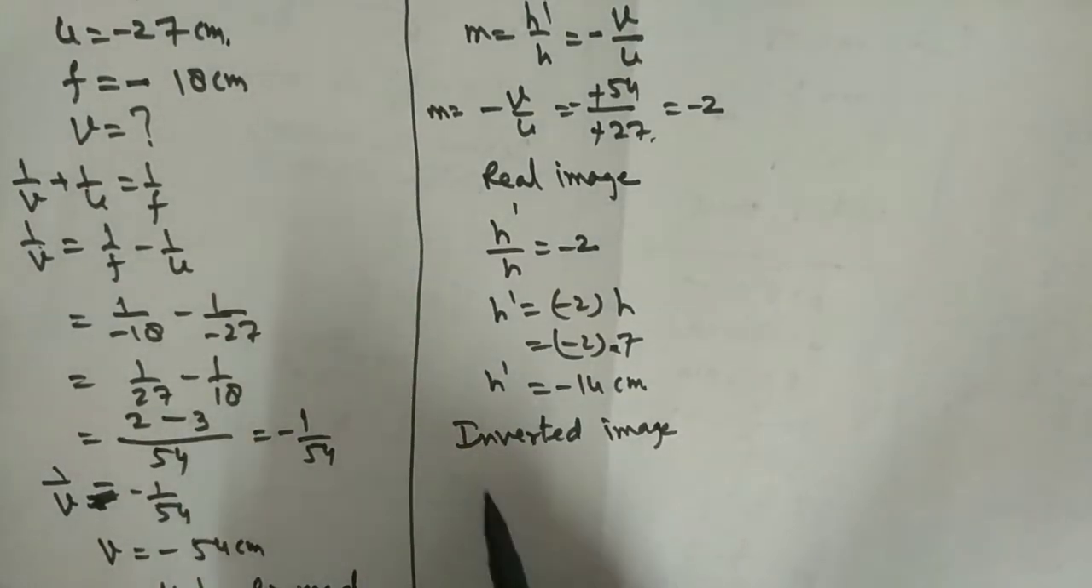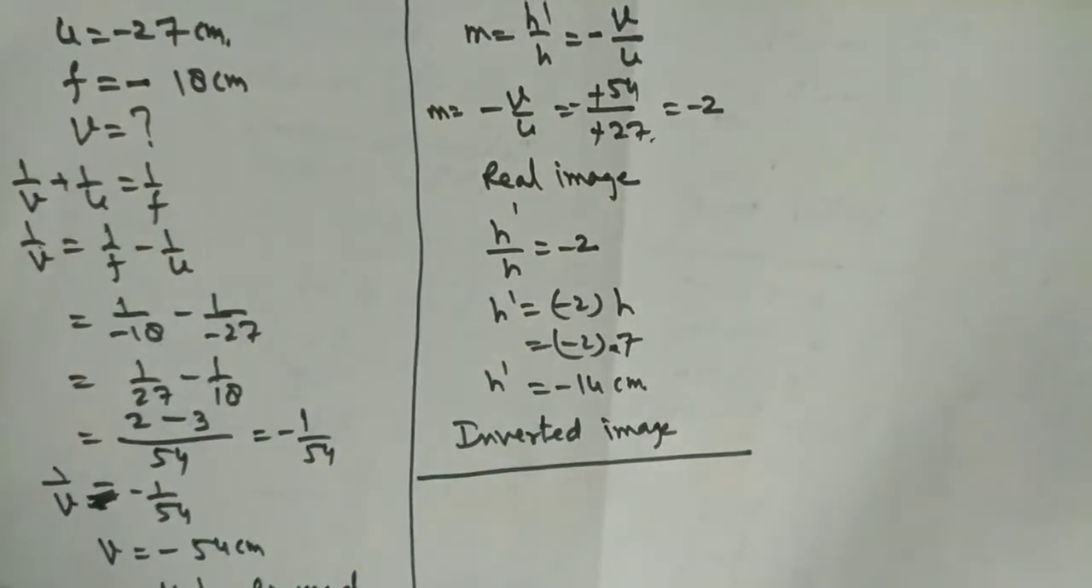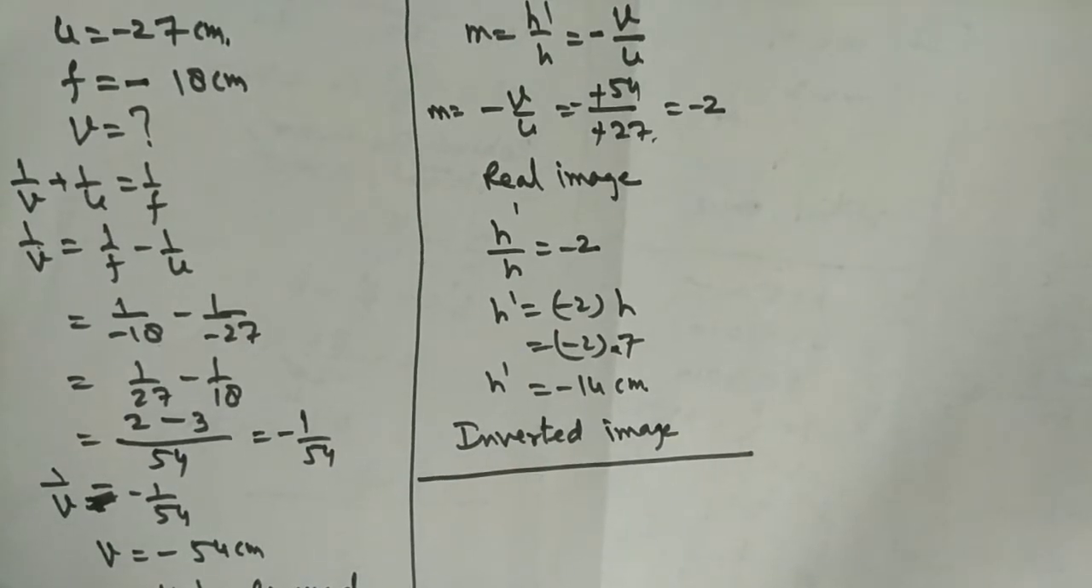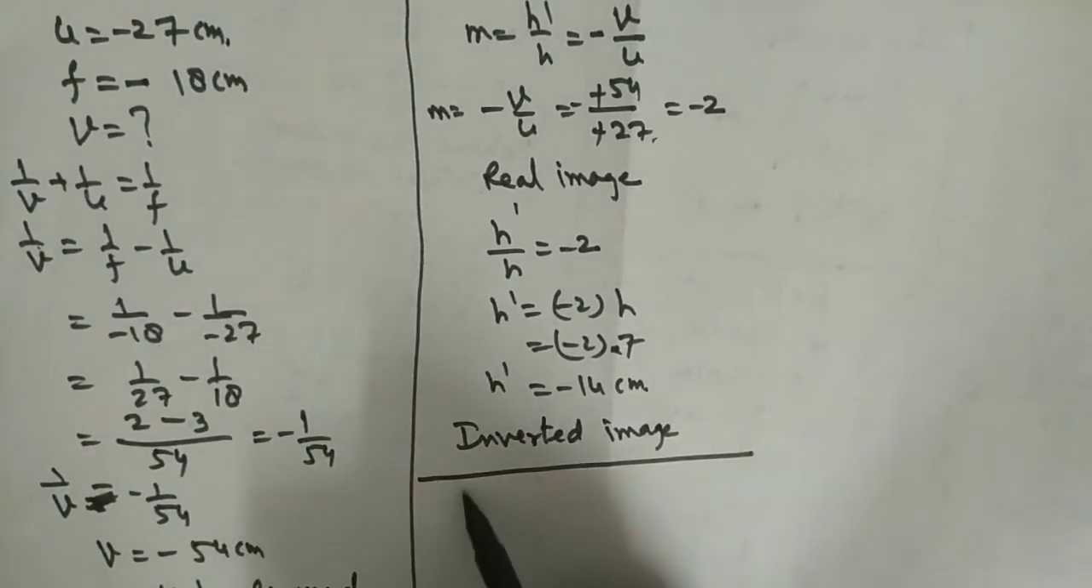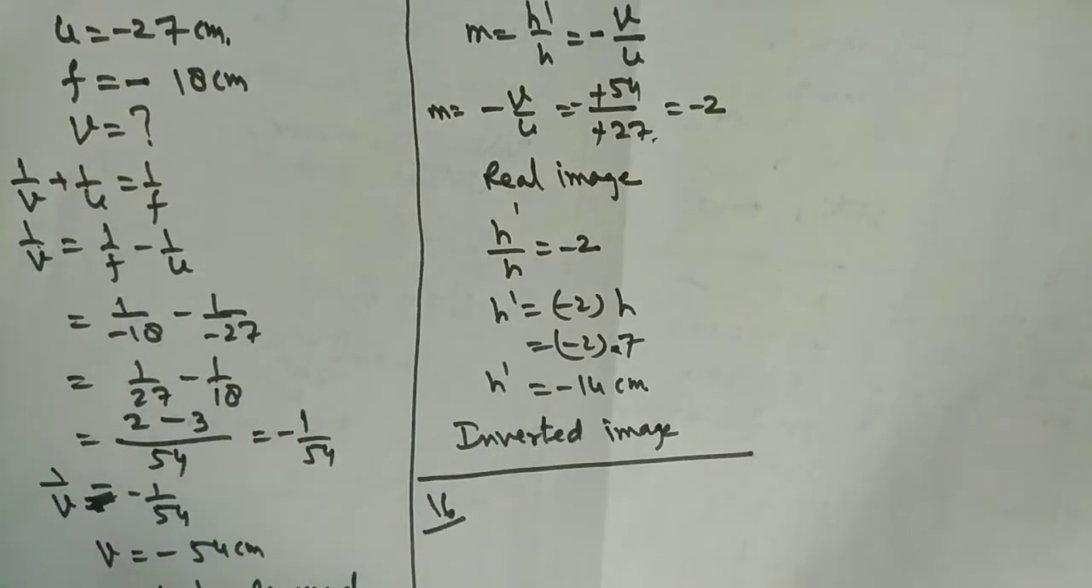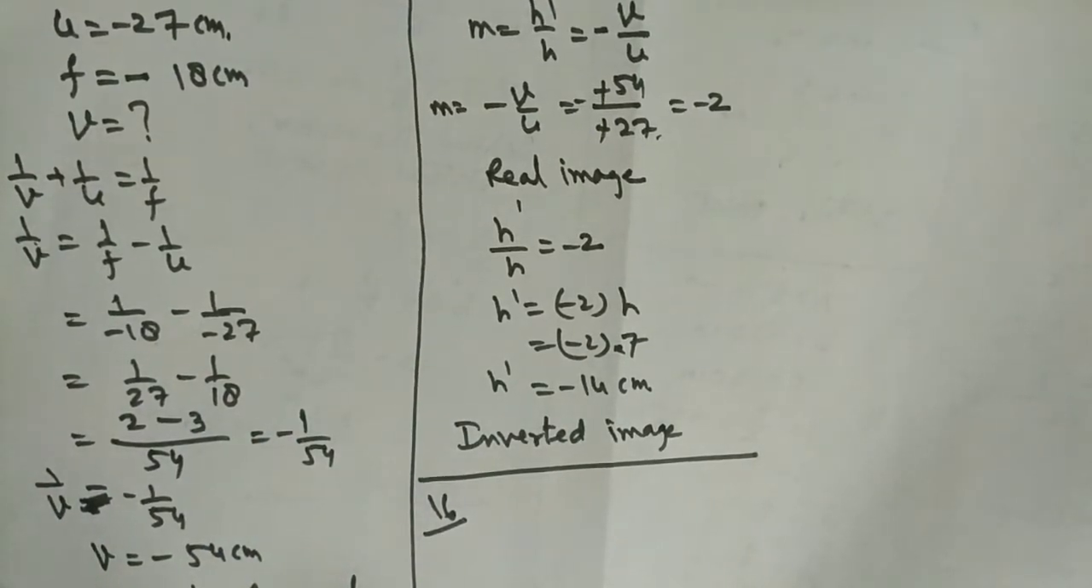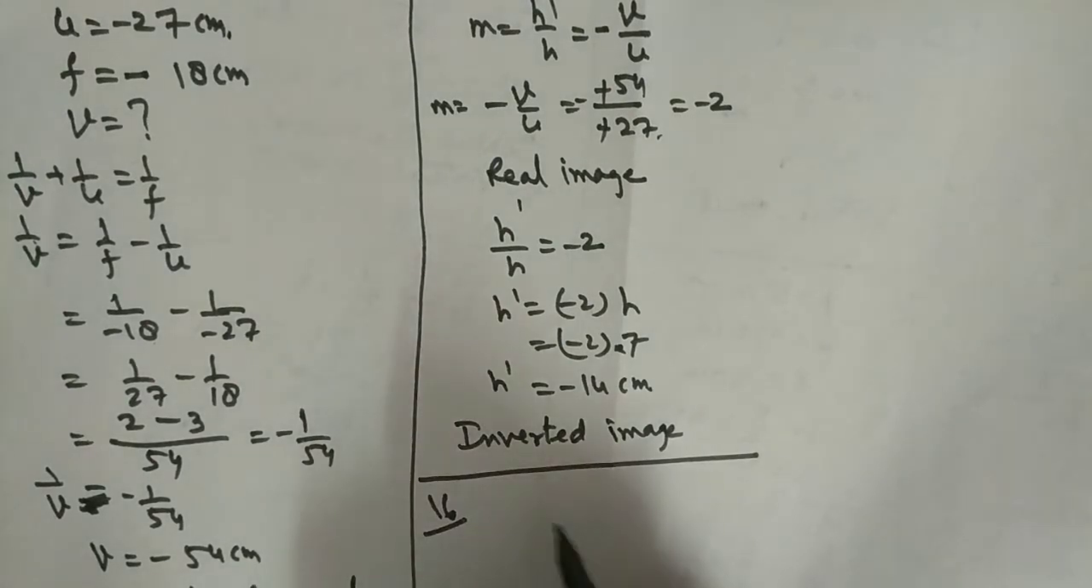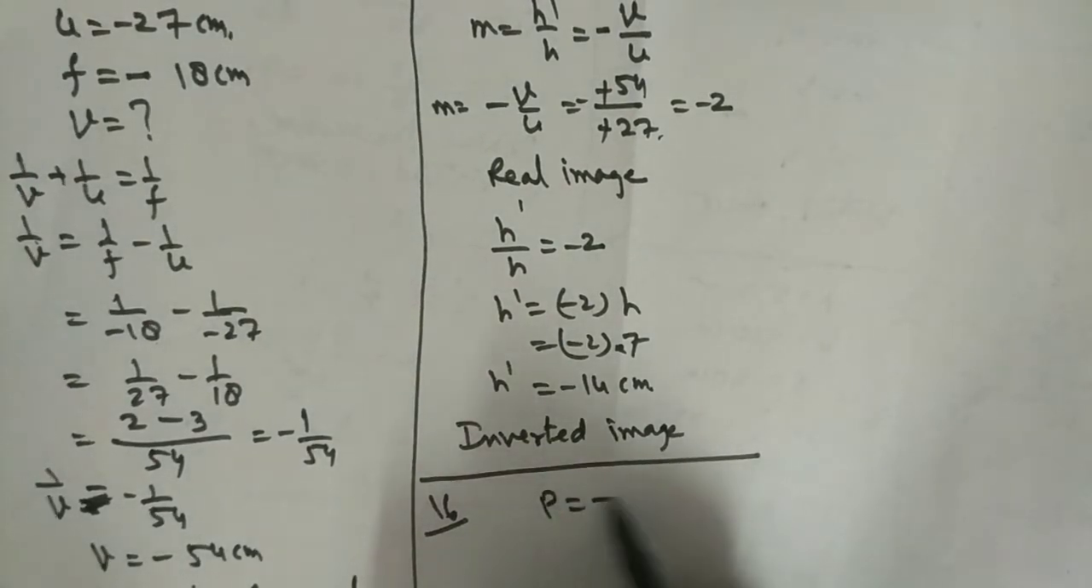Now coming to question number 16. Is it clear to all? I think so. Okay, now come to question number 16. Find the focal length of a lens of power minus 2. So power is given minus 2.0 diopter.